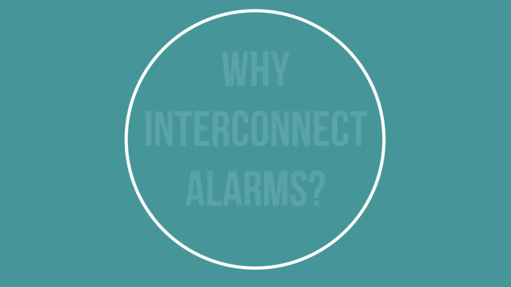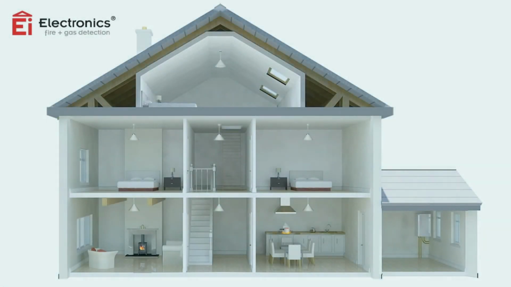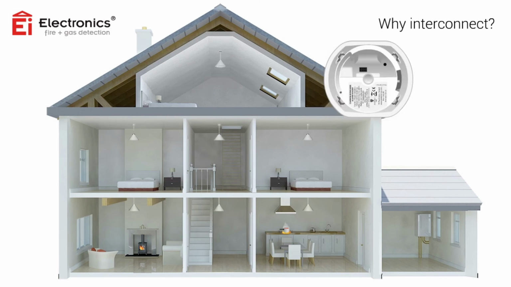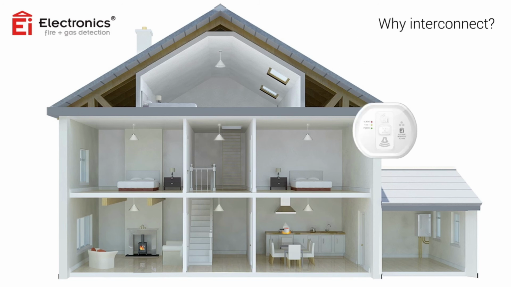Why interconnect alarms? An alternative method of ensuring that the sound levels are adequate throughout the property is to interconnect 2 or more carbon monoxide alarms using radio frequency, RF-enabled alarms. Place one alarm in the room with the appliance and the other in the occupied area.